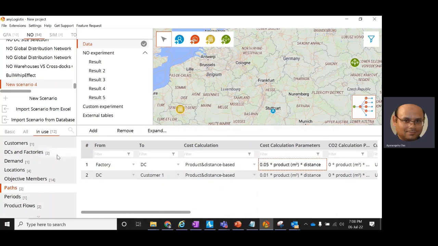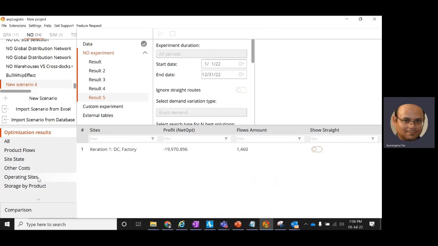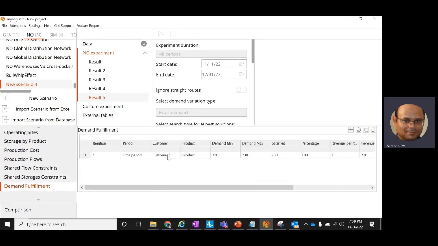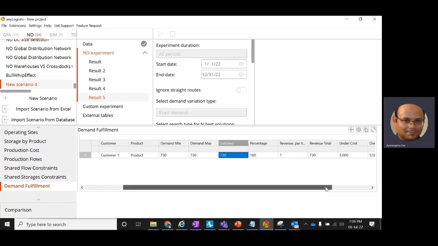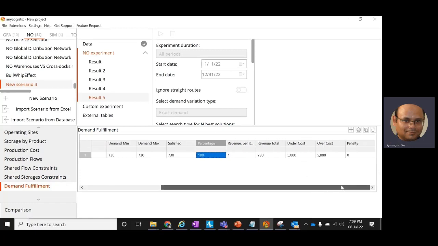Now we will try to understand the demand fulfillment table in the output. So in the output, we see that there is a demand fulfillment table. And we see that there is one customer there, the demand was 730 and the satisfied is 730. So 100% satisfied. And then by default, the selling price was set to be 1. So the total revenue was 730.